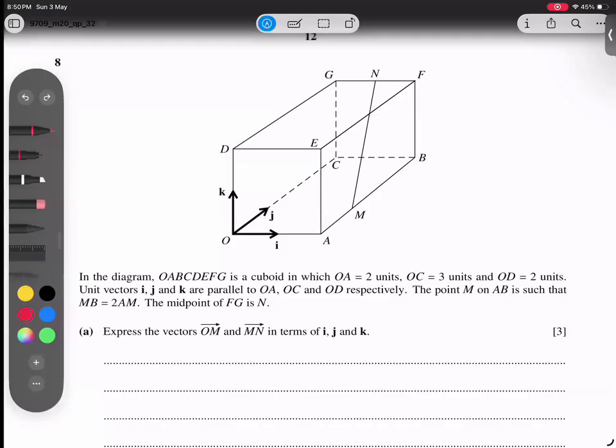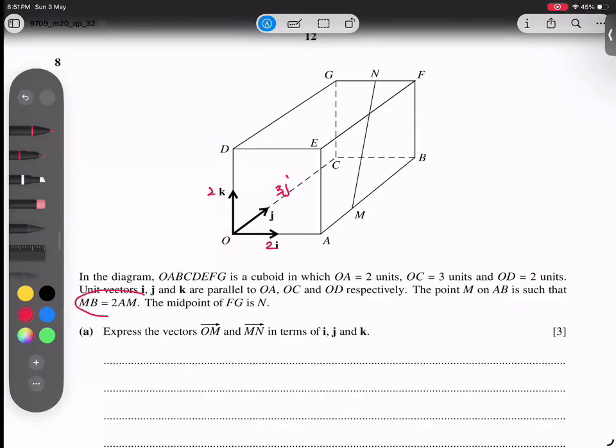Question number 8, students. We have a vector question, topic vector. He said that in the cuboid we can see, OA is 2 units. So this is 2 units, and I'm writing here 2i. OC is 3, so this distance is 3. I can write 3j. And OD is 2, so OD is 2 also, so 2k.